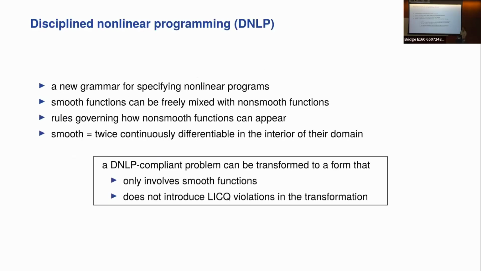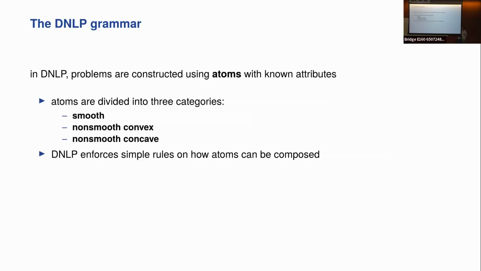So let's look at what type of rules you must follow. As usual in CVXPY and disciplined convex programming, you construct problems using atoms. And we divide atoms into three categories: smooth, non-smooth convex, and non-smooth concave. Disciplined nonlinear programming has its own rule set, which specifies what rules you must follow. But they are very similar to the disciplined convex programming rule set. If you just change a couple of words, you get the same thing.